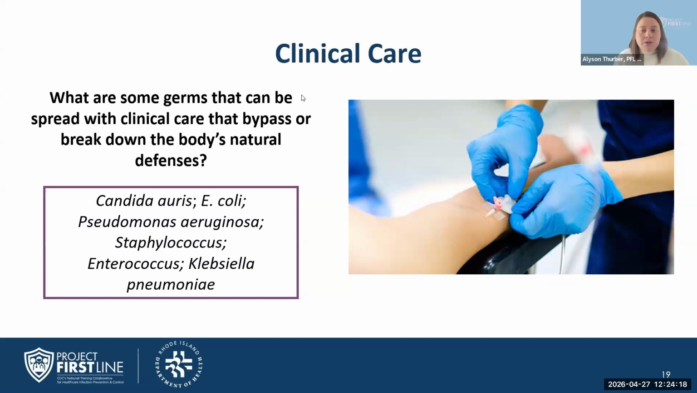Some germs associated with surgical sites, catheters, and IV lines include E. coli, Staphylococcus, and Enterococcus. Strict adherence to aseptic technique and proper infection prevention measures is highly effective in preventing these infections. So when it comes to clinical care, it's important to make sure how we are doing our tasks does not put our patient at further risk for infection. A few things we can do to decrease risks: cleaning your hands, wearing gloves if indicated, and adhering to cleaning and disinfecting protocols in your facility.